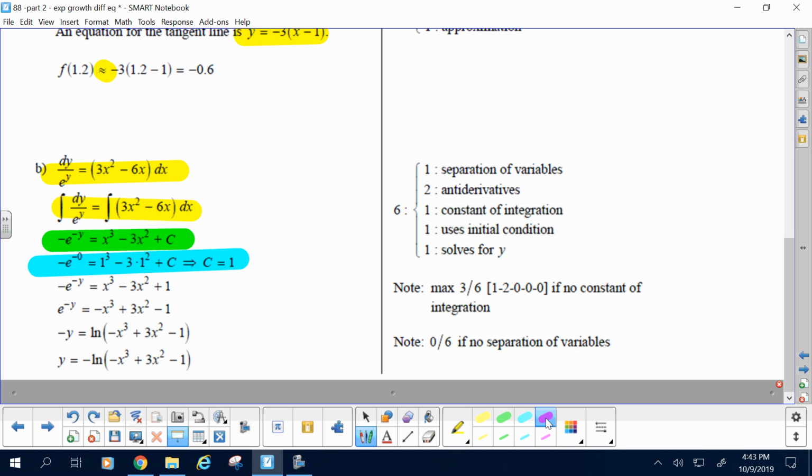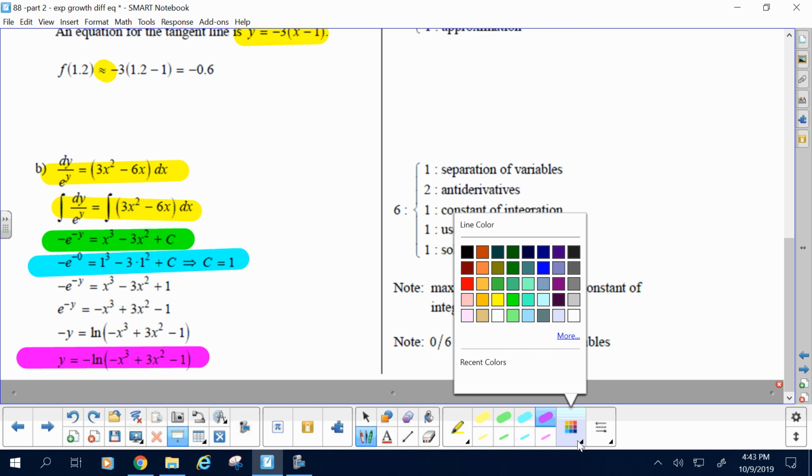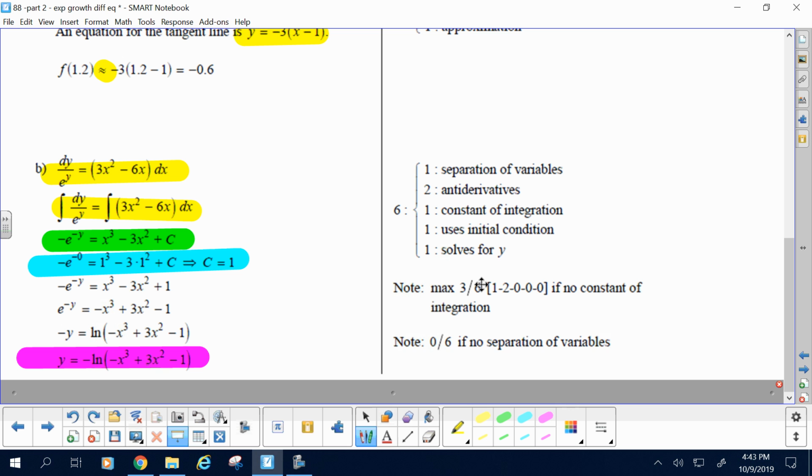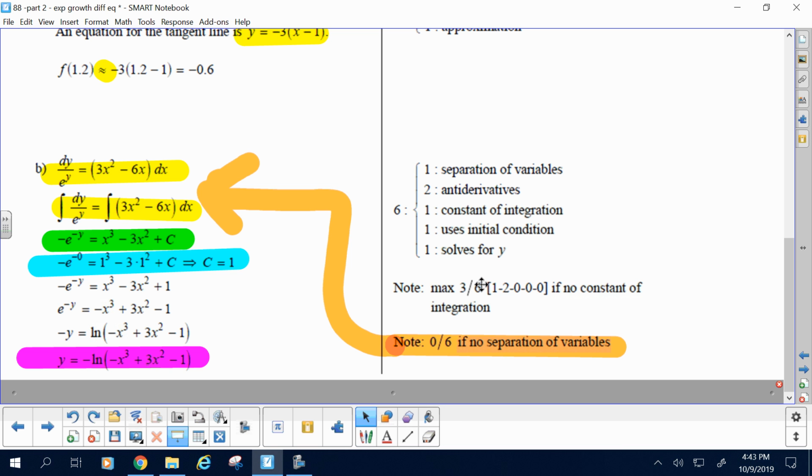So check your answer, and hopefully you got 6 out of 6. But the part I wanted to emphasize in class is that if you don't separate the variables and show that one of those two steps, you get nothing. They will not give you anything. So be careful, be careful, be careful. That first step is key.